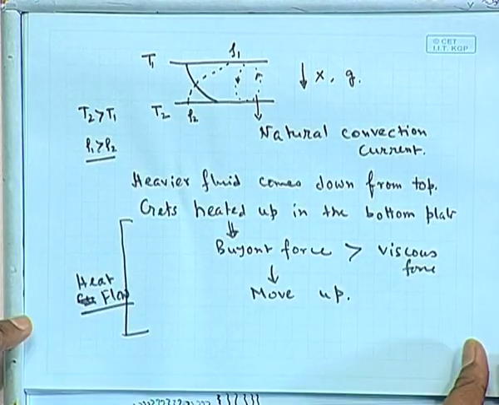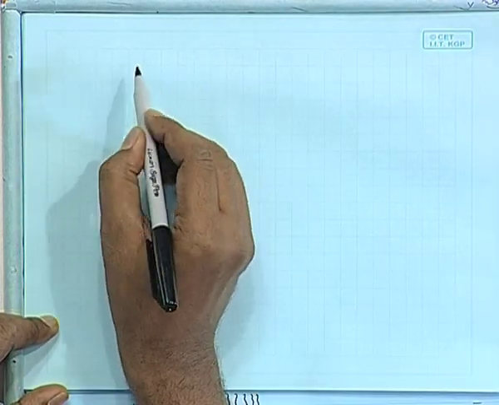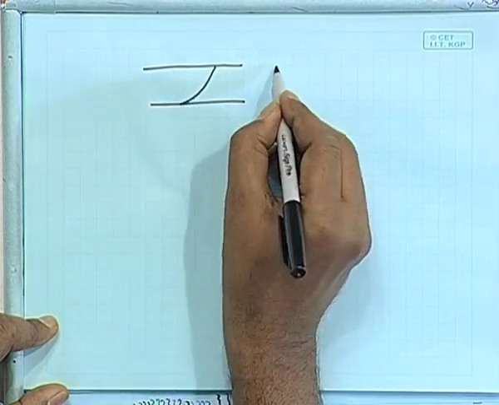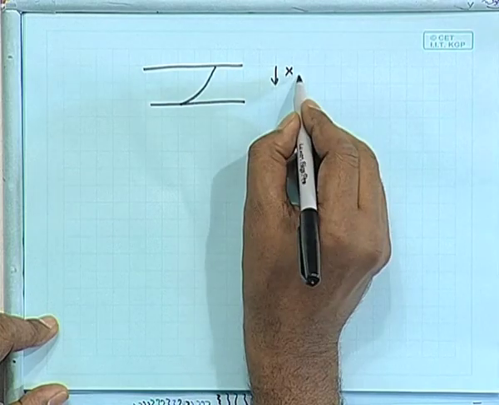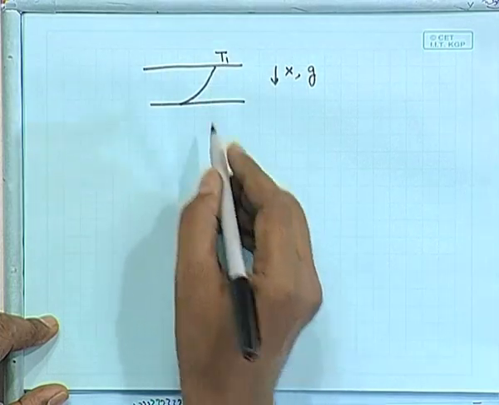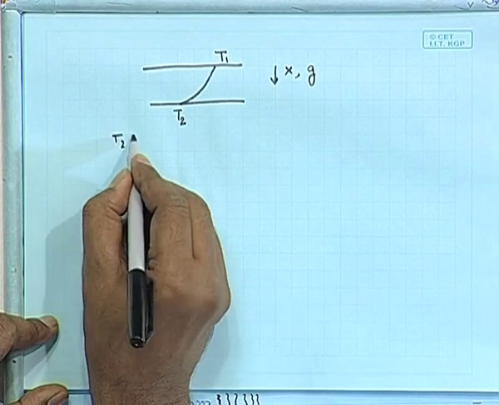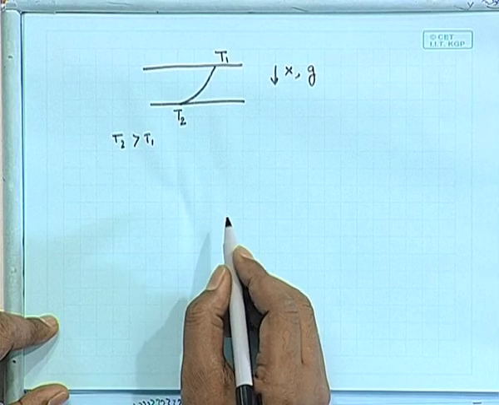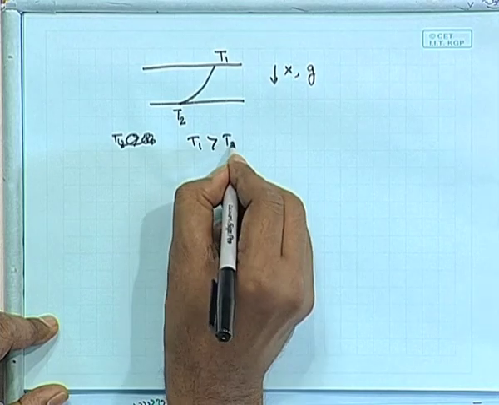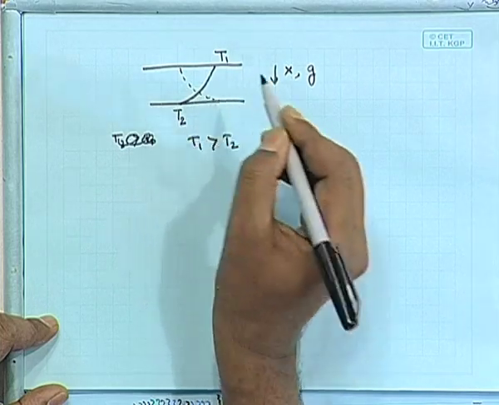The situation will be entirely different if you have the just opposite scenario. Suppose you have two plates like this, with the x direction down, in the same direction as gravity, and you have the temperature of the top plate and the temperature of the bottom plate, T1 and T2. Now, the other way around: T1 is greater than T2. Okay, and the density gradient will look something like this.